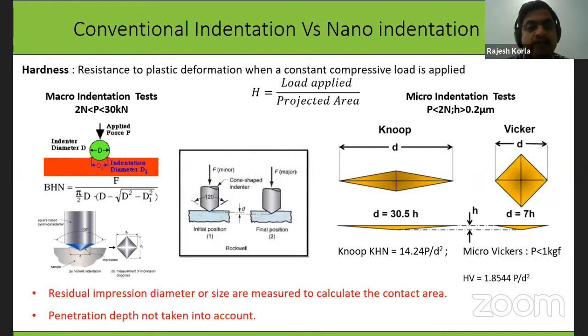But for these techniques, the output is basically the indentation depth, or the impression diagonal or diameter length, either the diameter of the indenter or the length of the diagonals. These are the only things available, but we don't know what is happening during the indentation process. This is called conventional hardness testing machines. So the residual impression diameter or size is the measure used to calculate the contact area. Using that contact area, you calculate the hardness, and the penetration depth is not taken into account during the indentation process.